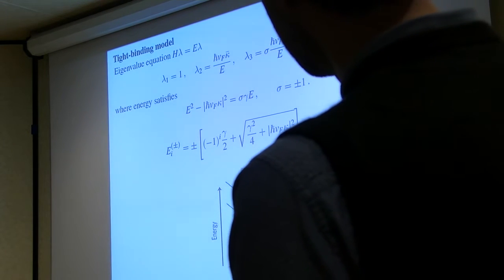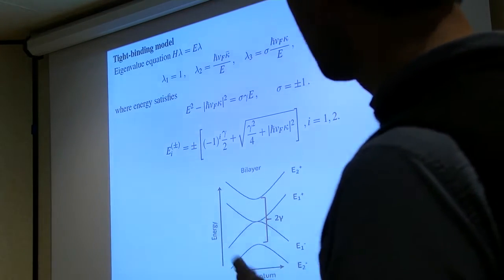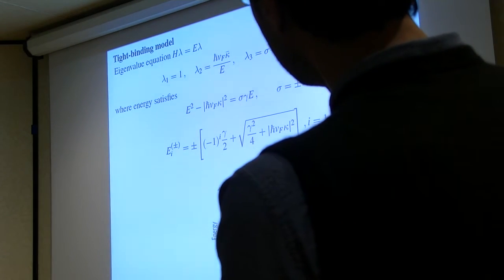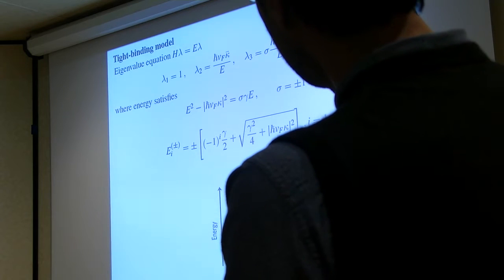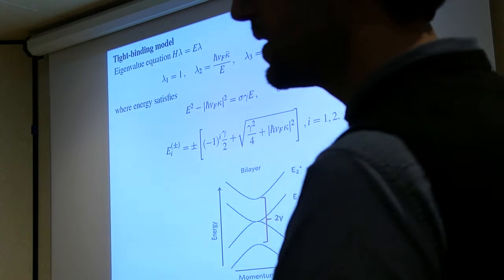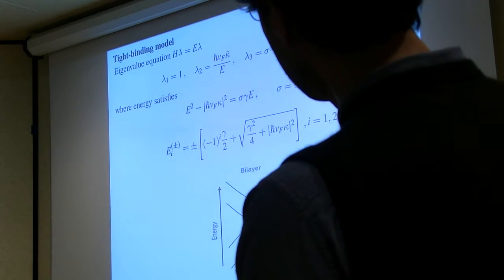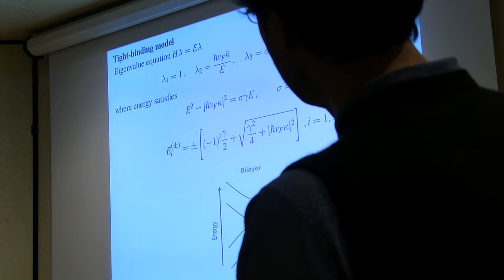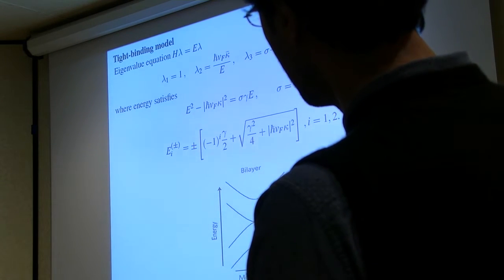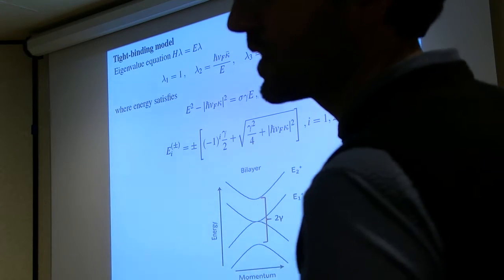So 2 of these are the semi-metallic bands that touch, and I call these E1 bands, plus and minus depending on whether they are increasing or decreasing. Then there are also the E2 bands, which are separated by a gap whose value is 2 gamma.